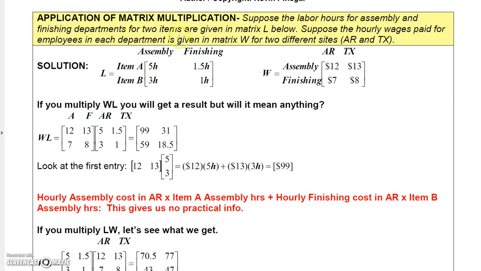Pause the video and read this, but basically this is just a simple application. You have two items here and you have two departments, assembly and finishing, and the labor hours are 5 hours and 1.5 hours for assembly and finishing for item A, 3 hours and 1 hour for item B. And then you have two locations, one in Arkansas, one in Texas, and this is what you pay for wages: $12 an hour in Arkansas, $13 an hour in Texas for assembly, $7 in Arkansas, and $8 an hour in Texas for finishing.